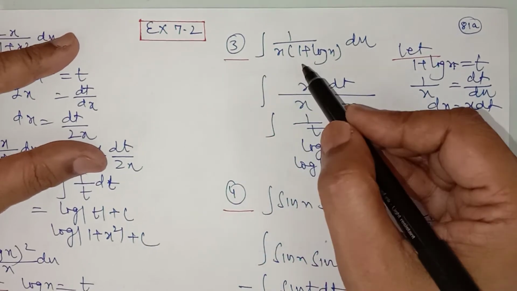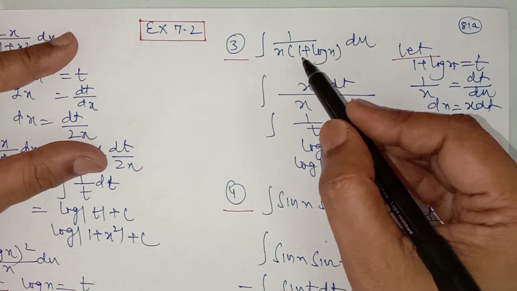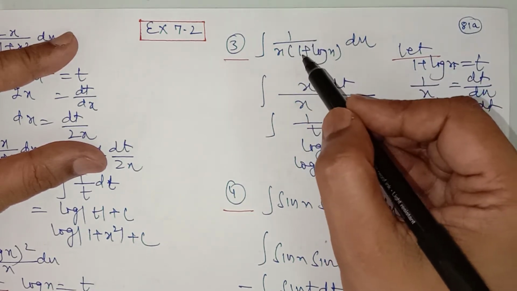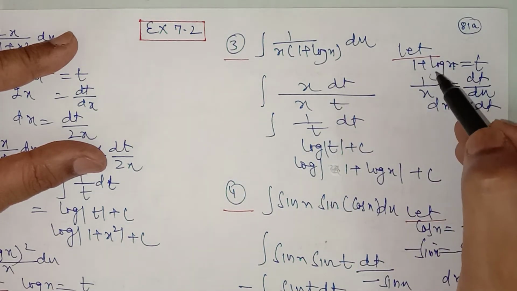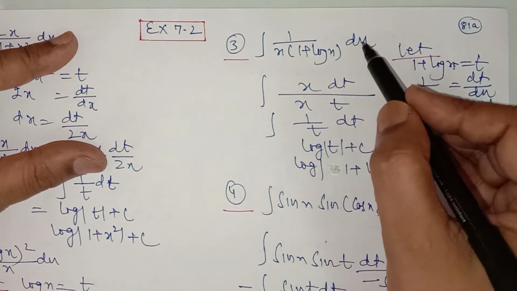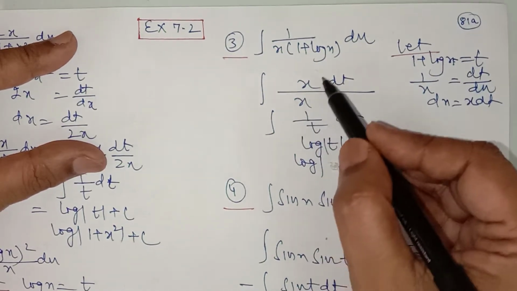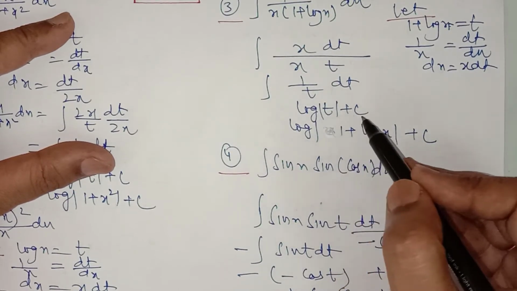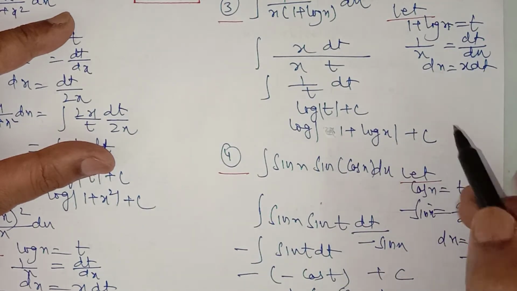Now in question number 3, you can let 1 plus log x equal to t, because the derivative of 1 plus log x is 1 upon x, which will be cancelled out. So let 1 plus log x equal to t. So dt upon dx will be equal to 1 upon x, so dx is equal to x dt. The x will be cancelled out, so it is equal to 1 upon t, whose integration is log of mod t plus c. Replace the value of t, which is 1 plus log x, plus c.